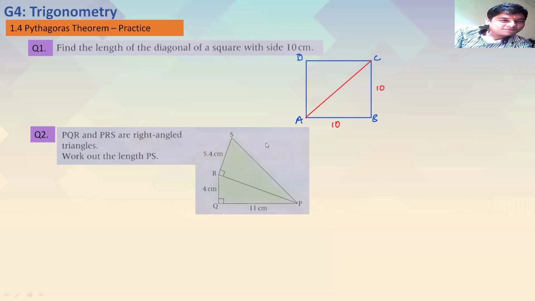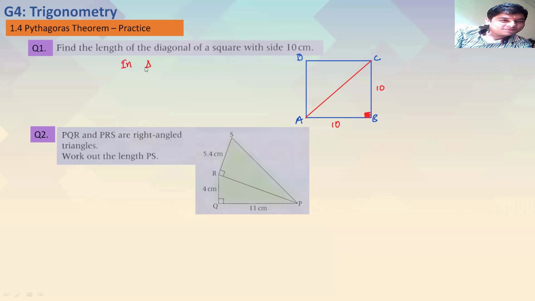Come on, Christian. It's 10 squared plus 10 squared. Yep, absolutely. And that is because each interior angle in a square is a right angle, right? So if this is a right angle, then triangle ABC is a right-angled triangle, right? Yes, triangle ABC.